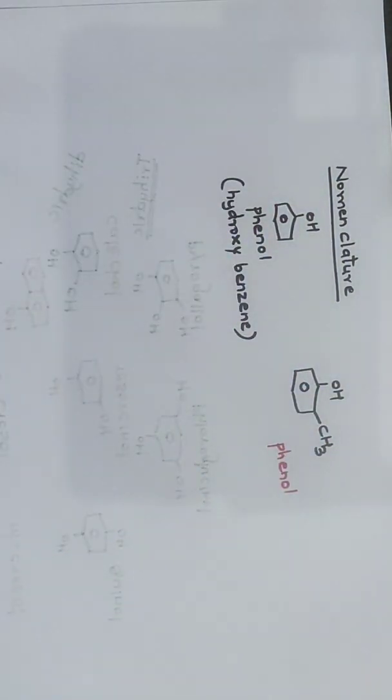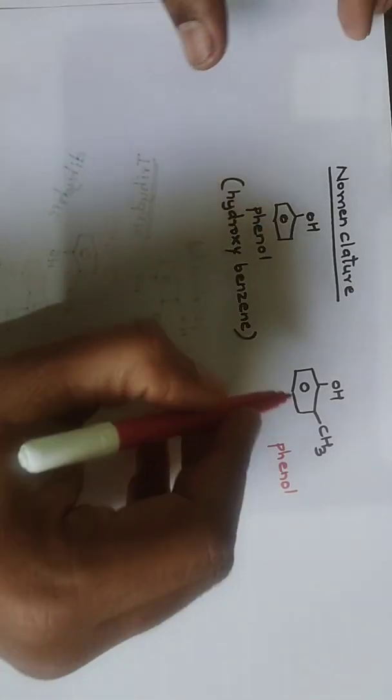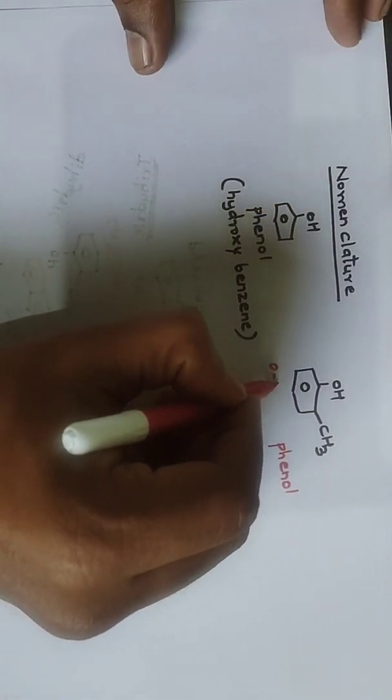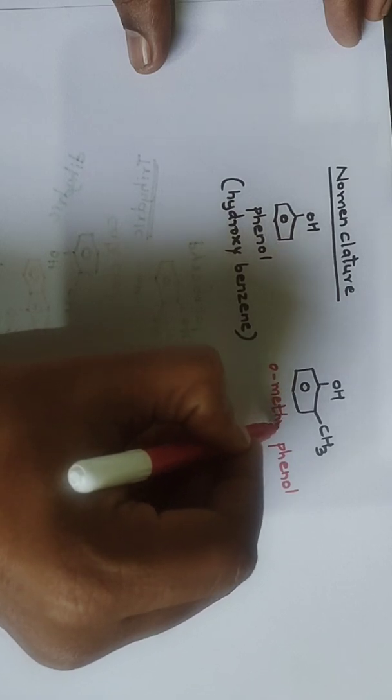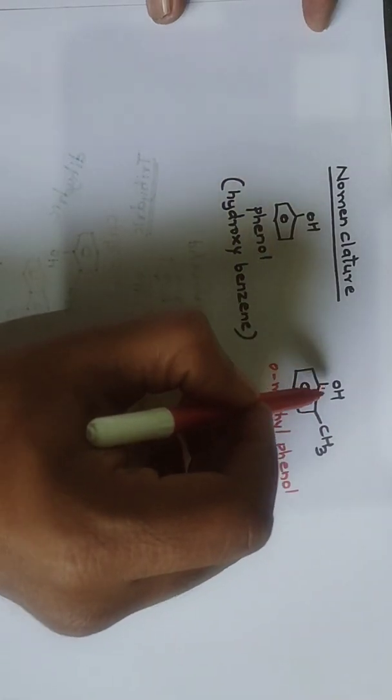So there is a methyl group present at the ortho position. Hence, we refer to it as orthomethyl phenol. Even if you go for a numbering system, this will be the first number, this will be the second. You can call it 2-methyl phenol also.